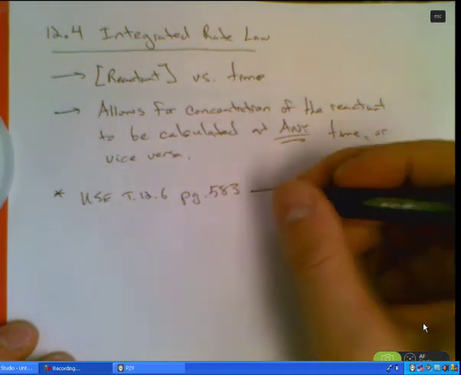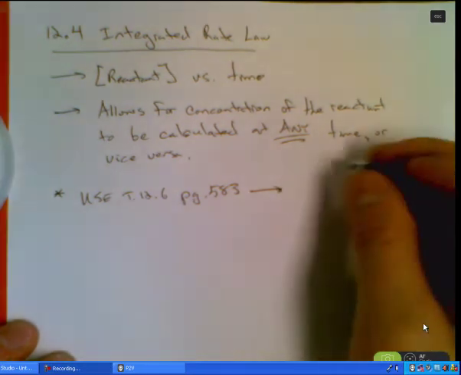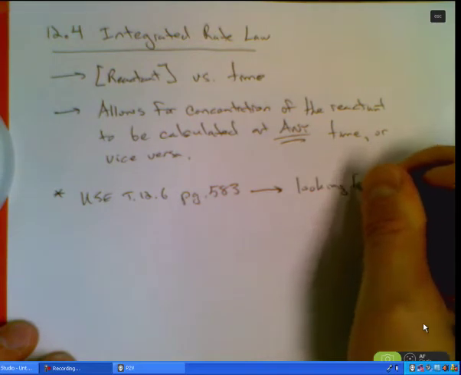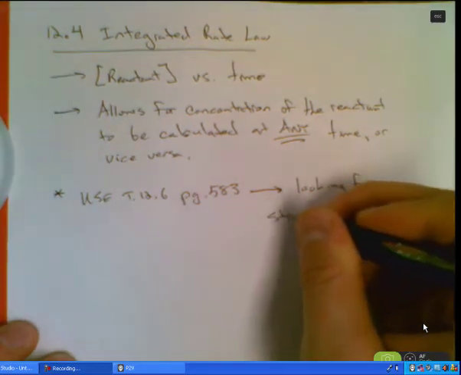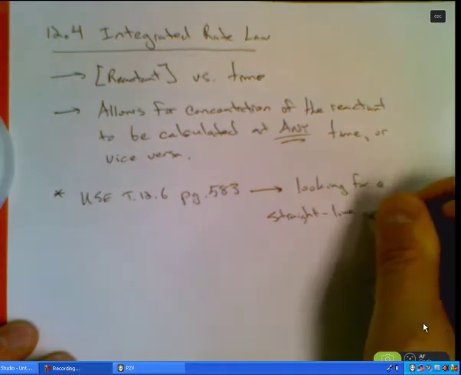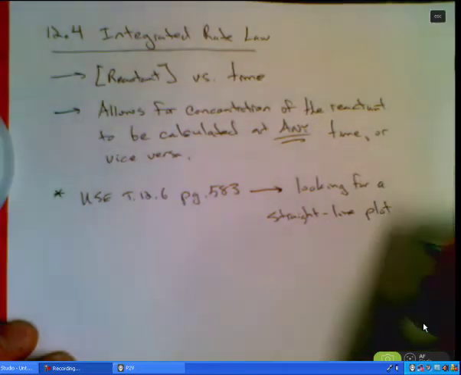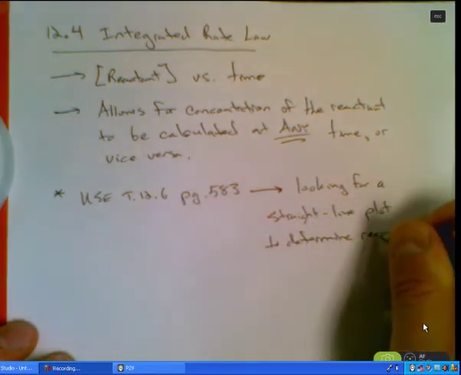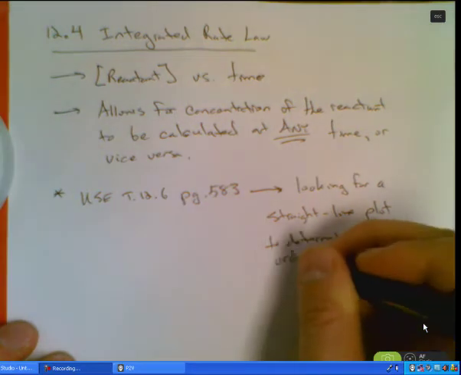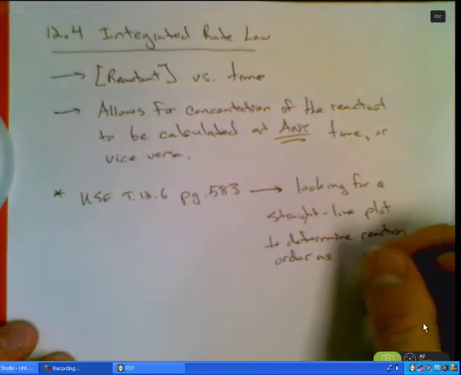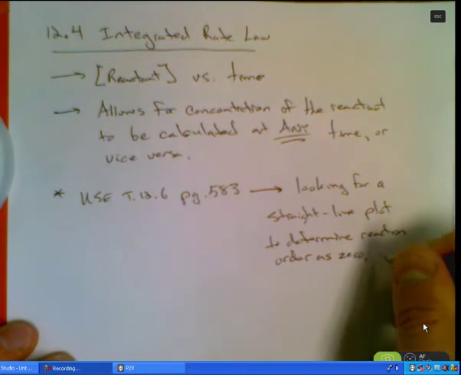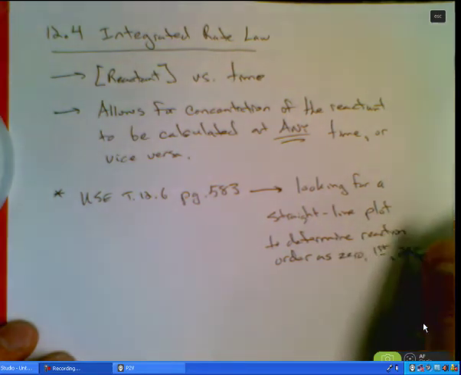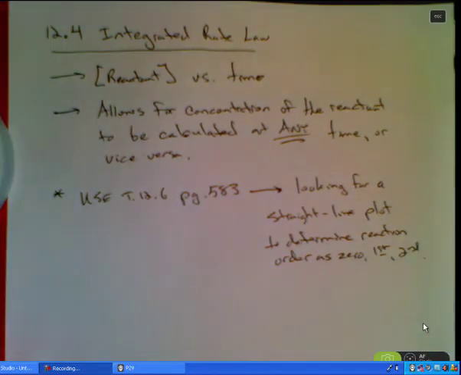And basically this table, you'll learn how to use it. At first it'll look a little bit foreign, but what you're looking for with this table is a straight line plot, that's a line right there, to determine the reaction order. And in reaction order, again, is it zero order, is it first order, or is it second order? And you can go on beyond that, but we're going to be looking at one reactant at a time, and usually just reactions with one reactant at this particular level.